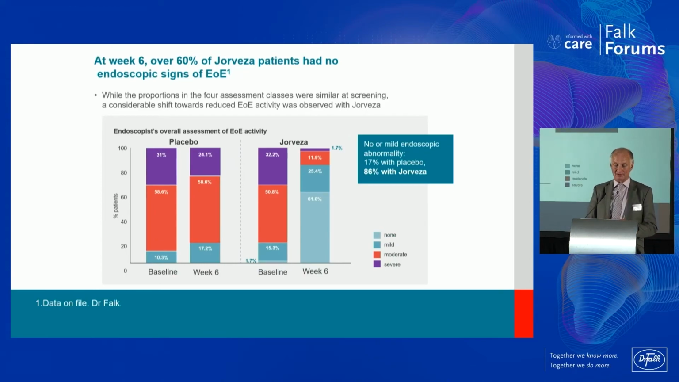And endoscopically, the signs of EOE disappeared at 6 weeks. So on the left is the placebo. Moderate and severe is the blue and the purple, and the red, and it's the same as baseline at 6 weeks, whereas in active treated patients, the blue and the red disappear more or less completely at 6 weeks.